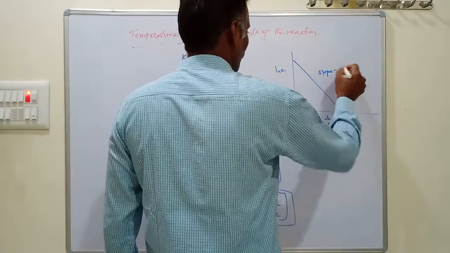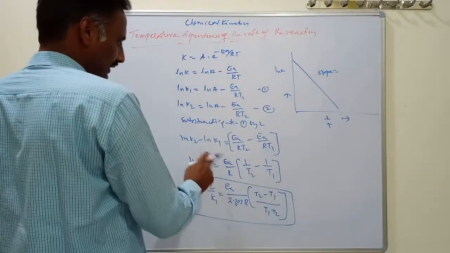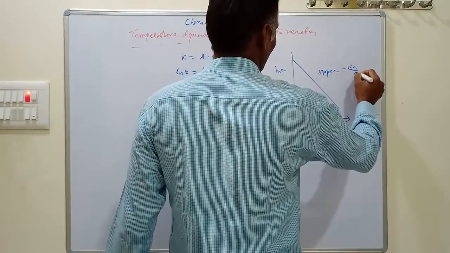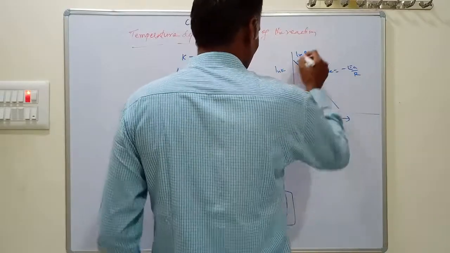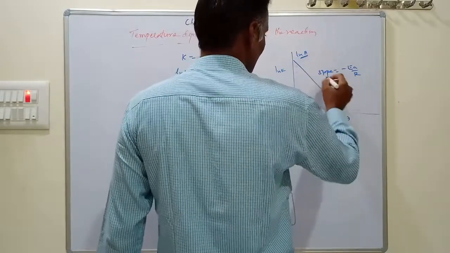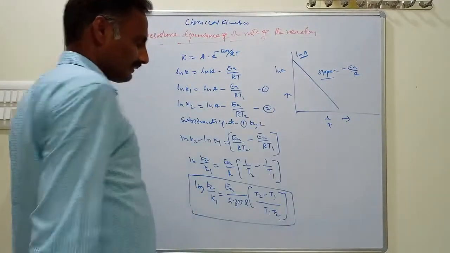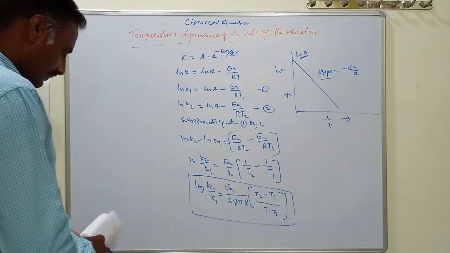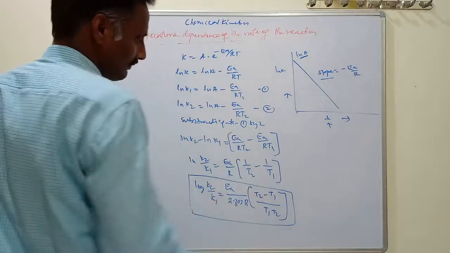Here slope is equal to minus EA by R. And ln A is nothing but the intercept. This is called the intercept, and this is called the slope, slope equal to minus EA by R. This is the graph of the Arrhenius equation. This is one more graph, and using this we get the Arrhenius equation.